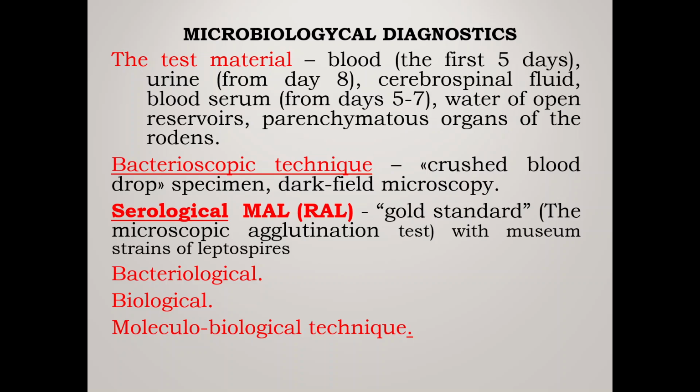Serological reaction: agglutination and lysis, the gold standard, the microscopic agglutination test with museum strains of Leptospira. Bacteriological technique, but it is very difficult for cultivation, and complex nutrient media you will use for cultivation of the microorganism Leptospira. Biological technique: you will infect sensitive laboratory animals, guinea pigs. And molecular biological technique for study of genetic material, DNA of Leptospira.